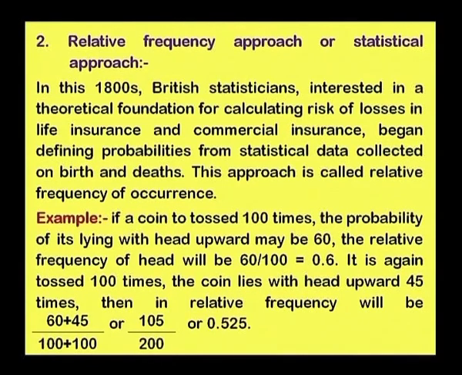If a coin is tossed 100 times, the number of times it lands with the head upward may be 60. The relative frequency of the head will be 60 upon 100. So, we can say 0.6 is the relative frequency of the head. Now, if it is again tossed 100 times, and the coin lands with the head upward 45 times, then the relative frequency will be 60 plus 45 divided by 200, that is 105 divided by 200, we get 0.525.